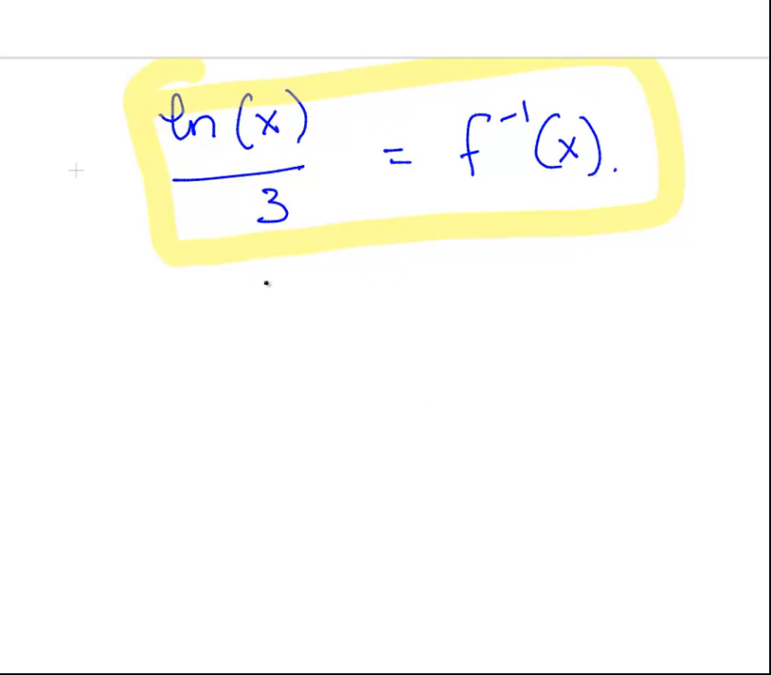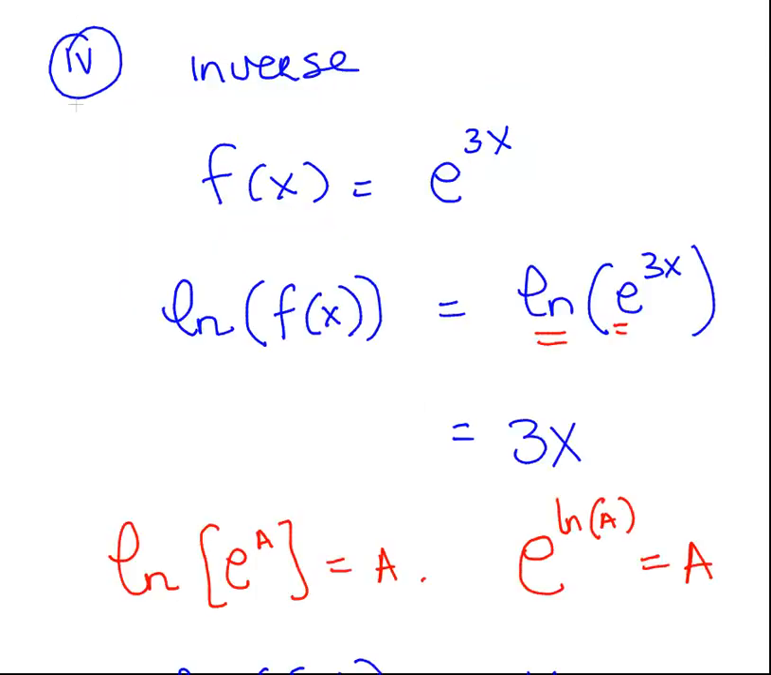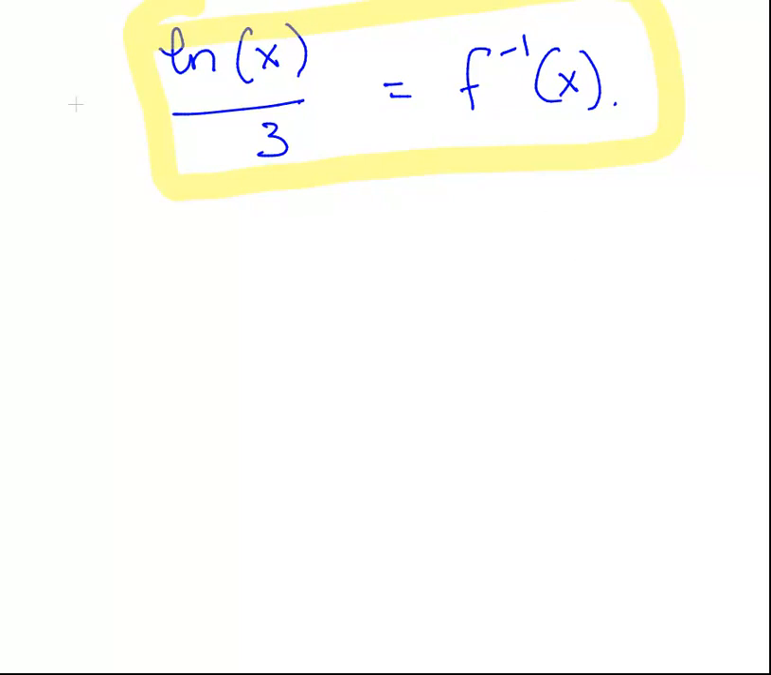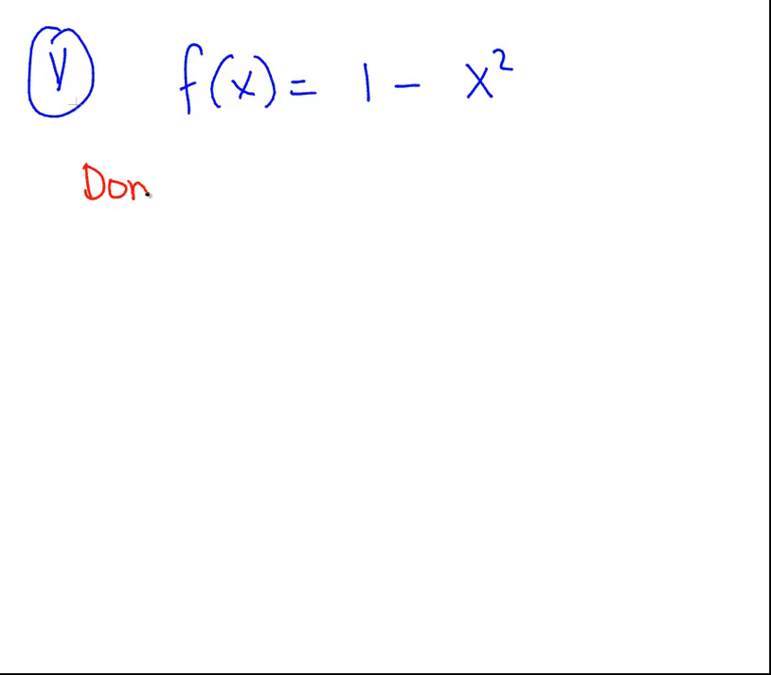So there's two more. Domain and range. So let's go to the end here. So this is number 5. f of x equals 1 minus x squared. Now, domain.